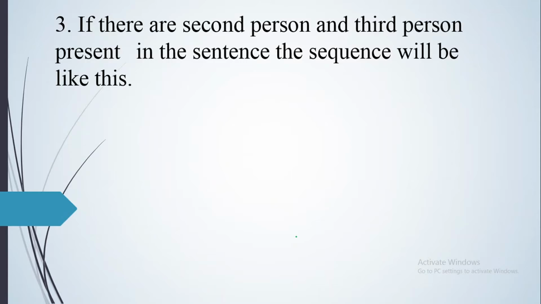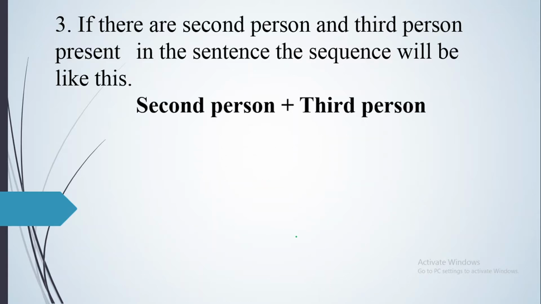Next rule we have got, that is the third one. If there are second person and third person present in a sentence, the sequence will be like this. First you will bring the second person and then the third person. So the second person will always come first and then the third person. See, when three persons are there, you will bring the second person, then the third person and then the first person. In the second rule, second person and first person, and in the third rule you will bring the second person and then third person. So you will care a lot about this.